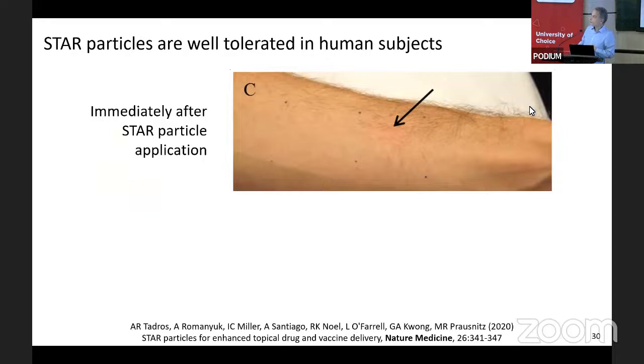Finally, we've rubbed star particles onto humans. So here's the arm of a human subject. The arrow is pointing to the place where the star particles have just been rubbed on. There's no drug here. It's just star particles, just looking at safety and acceptability.